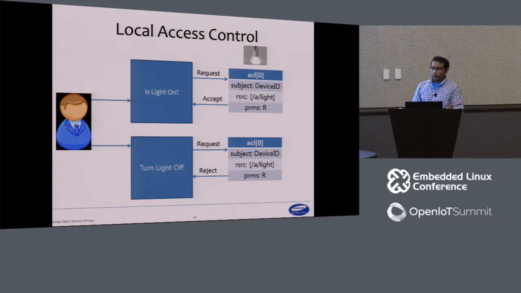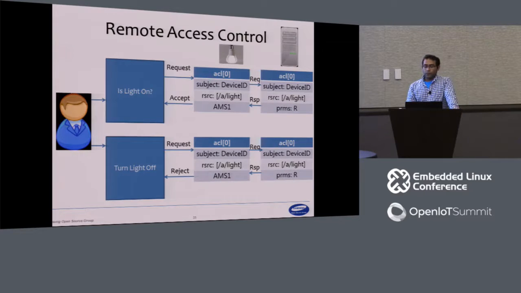In terms of access control, you can basically check whether the light is on, and if you have permission to read, you get the response back. But if you try to send a request like turn the light off and you don't have the right permission on it, it's going to reject the request. So that's what access control is trying to do.